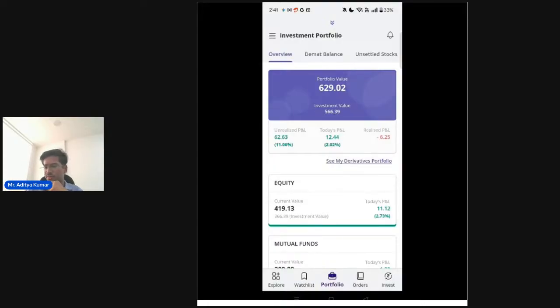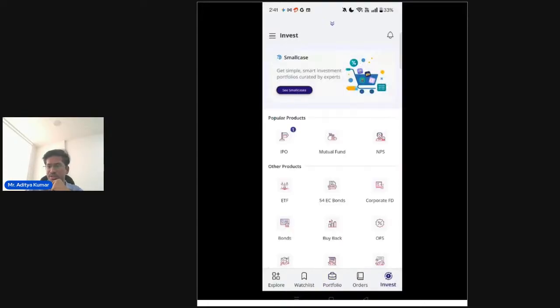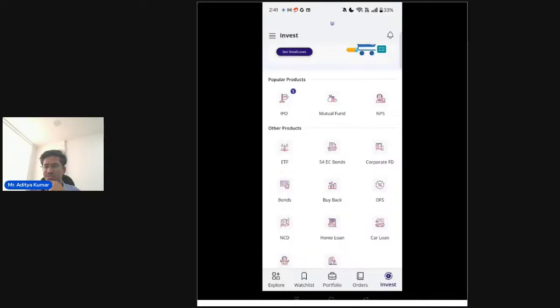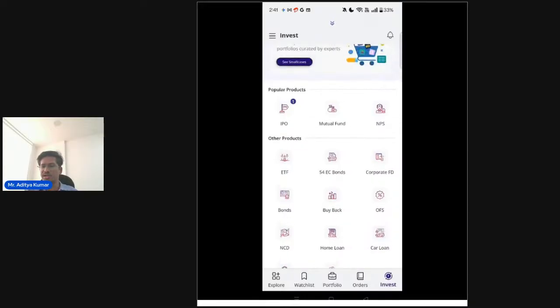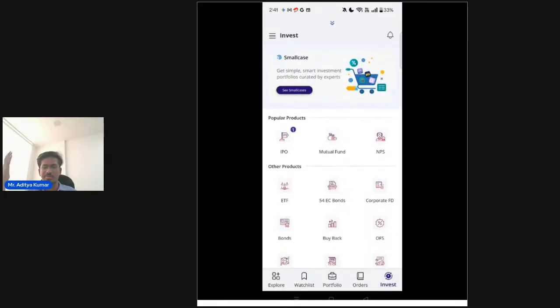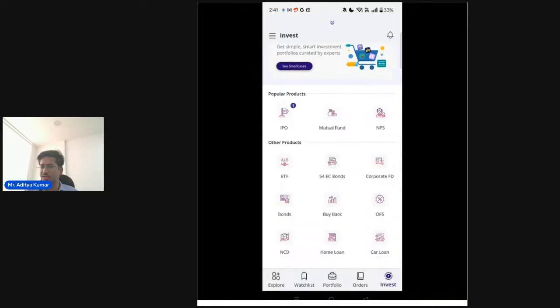Next we have the invest section. The invest section is where you can explore and start investing in a variety of financial products. It is designed to offer something for everyone, no matter your goals or experience level. So here I will just break it down a bit.